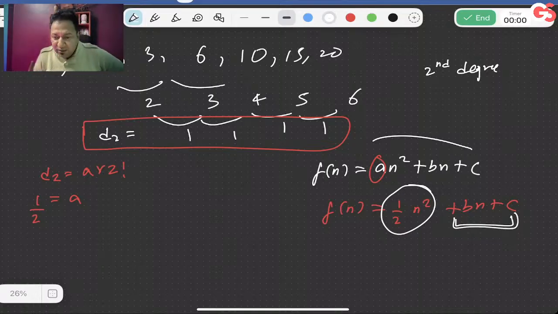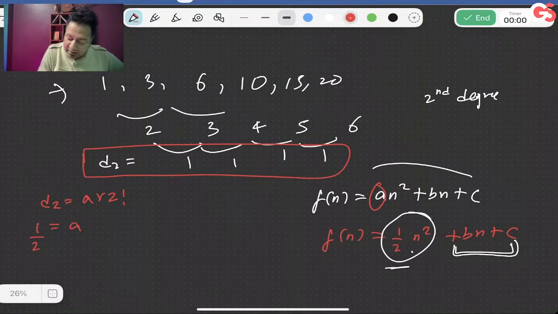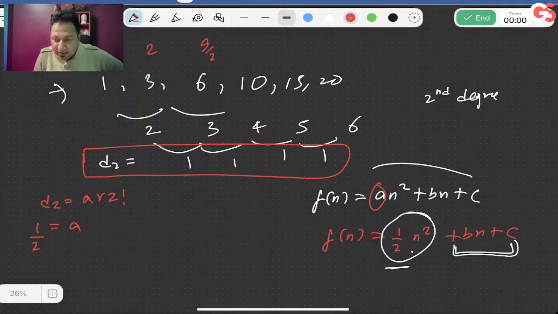The moment I eliminate an square from there, basically I'm eliminating 1 by 2 n square from there. So if I put n as 1, I get 1 by 2, isn't it? If I put n as 2, I get 2. If I put n as 3, I get 9 by 2. Yes or no? That's what I'm getting. Yes, now it seems easy. If I put n as 4, I get 8 here.